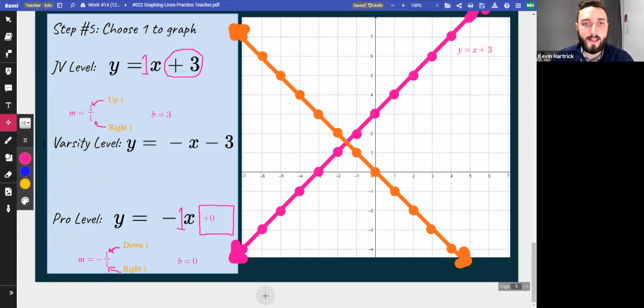And the last step, we want to make sure that we label this line. This is the line y equals -x, and it's a very special and important line that you're going to see often in 8th grade math and also in 9th grade math.